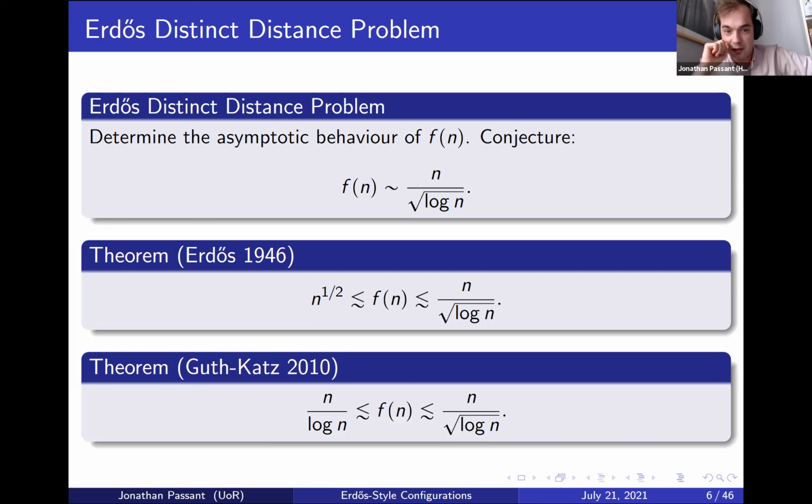And this is the theorem of Guth and Katz in 2010, and they prove the lower bound of n over log n. This is believed to be essentially closing the problem, because getting any closer to this would be a much more number theoretic result than most of the attempts thus far.